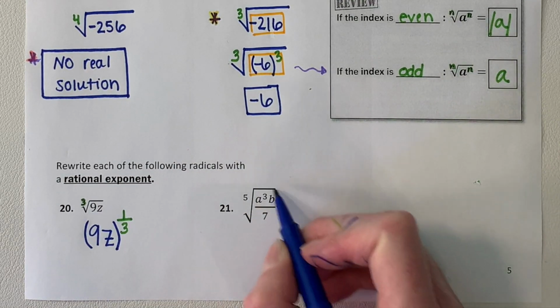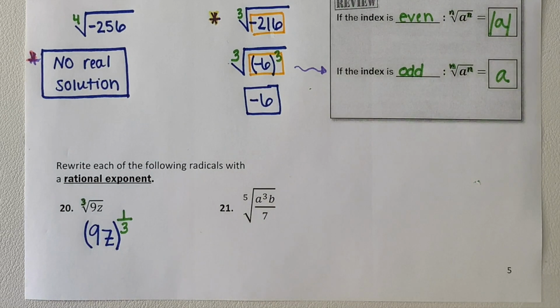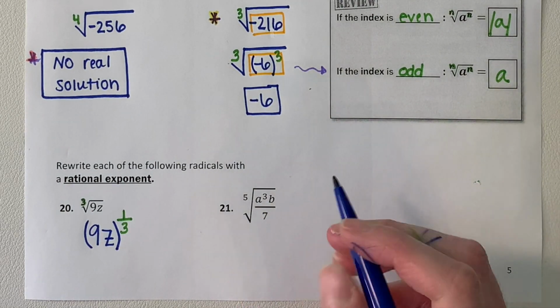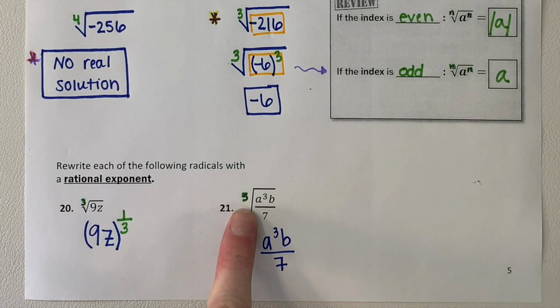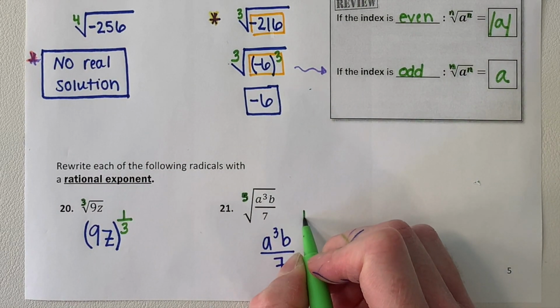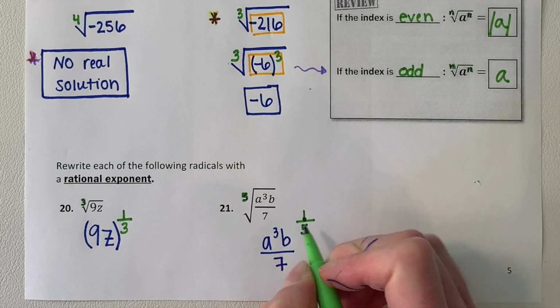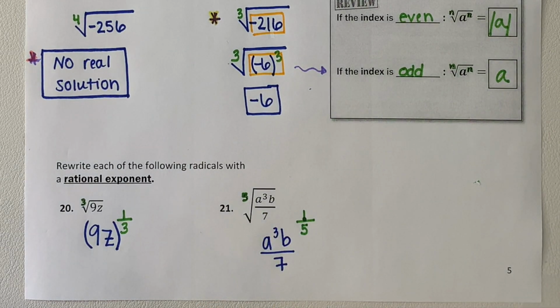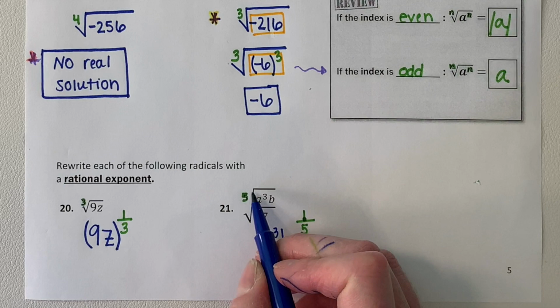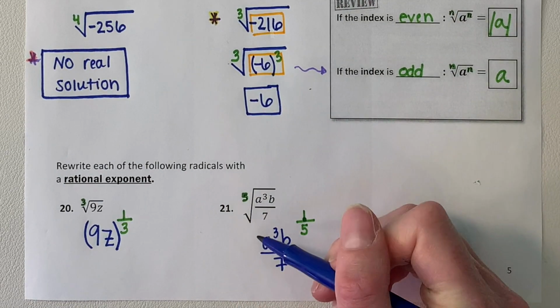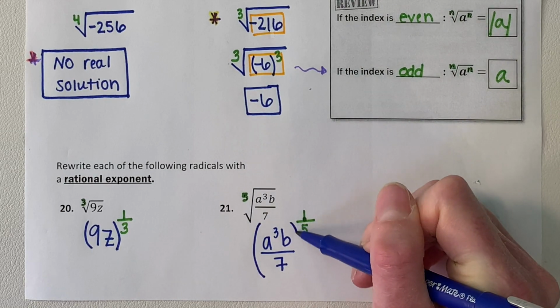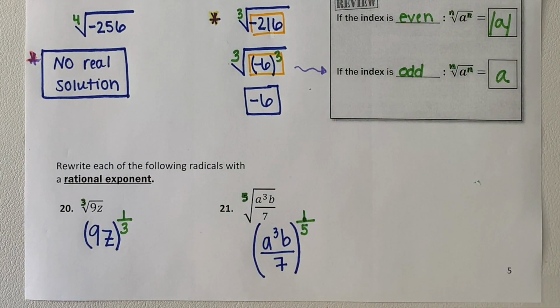Next, let's rewrite this expression using a fractional exponent. We'll start by writing this base, a cubed b over 7. Our index is a 5, and so when we write this with a fractional exponent, the index 5 goes in our denominator. Now again, since this radical applies to this whole expression, we need to apply our fractional exponent to this whole expression. And to do that, we'll put this whole expression in parentheses.